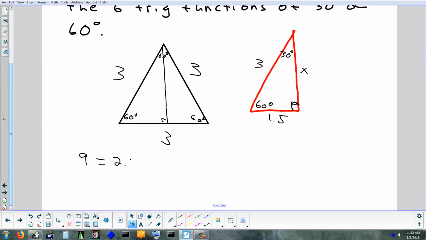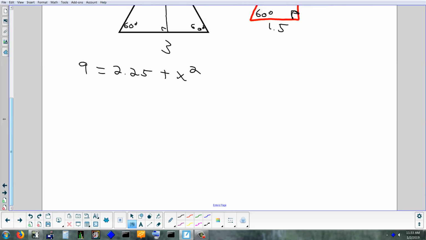That's 2.25. Or if you want to think of it as a fraction, 1.5 is 3 over 2. When you square it, you get 9 over 4. And that's 2 and a quarter. Plus x squared. All right, so we're going to get, let's see. What I'm going to do, yeah, we'll just do it as a decimal. What's 9 minus 2 and a quarter? 6 and 3/4. 6.75.